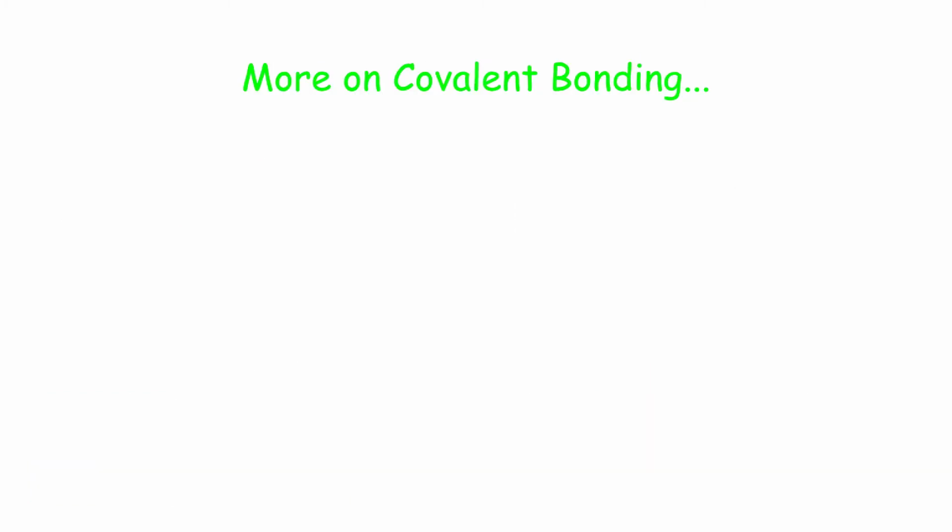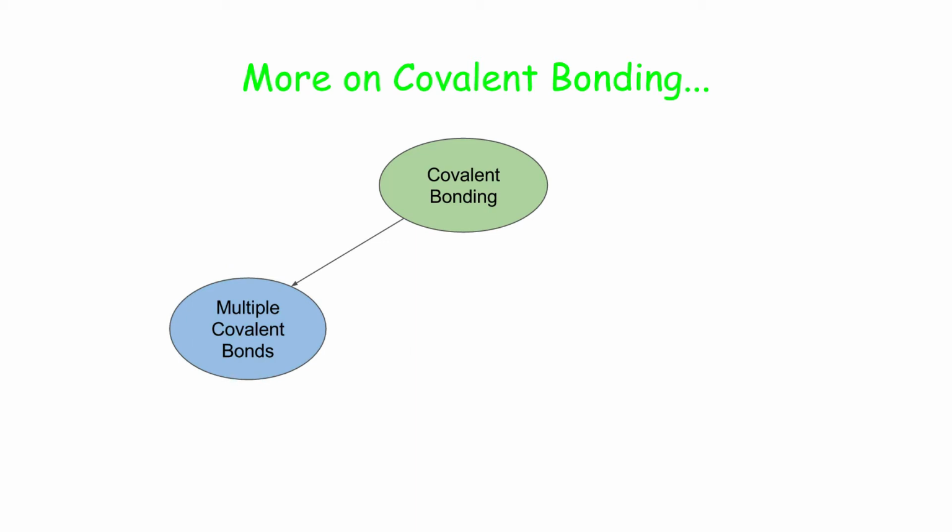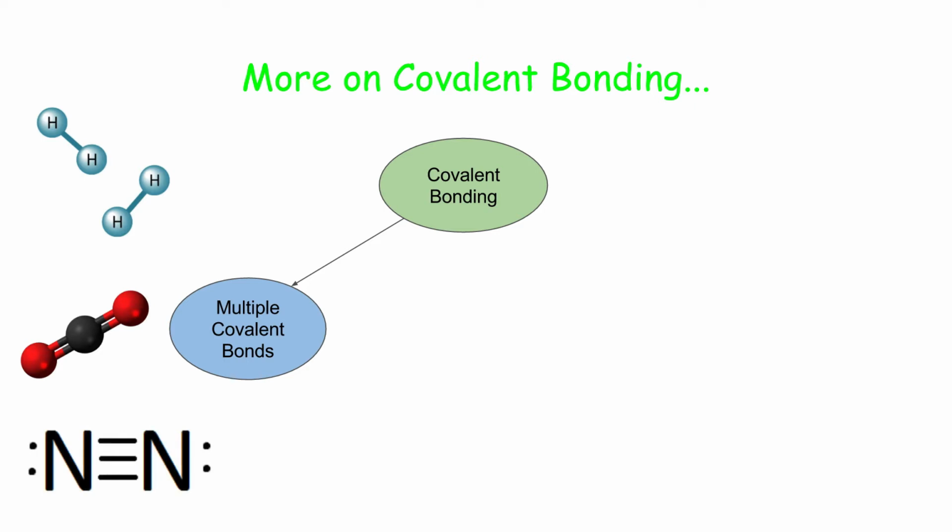Now, covalent bonding can get a little bit more complicated because it can be broken down even further. We can have multiple covalent bonds in covalent molecules. So you can have single bonds, you can have double bonds like in carbon dioxide, or you can even have triple bonds. So in bio, we're going to talk a lot about energy and energy being stored in bonds. So a single bond is going to be easier to break than a double bond, and a double bond would be easier to break than a triple bond.